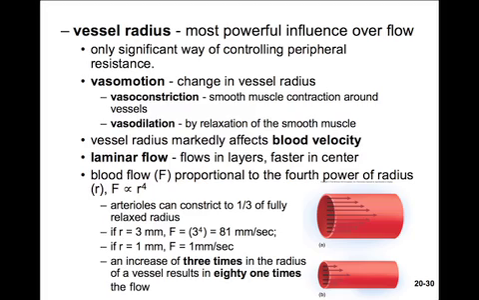Let's look at how much of a powerful influence the blood vessel diameter can have. Blood flow is proportional to the fourth power of radius. Arterioles can constrict usually to about 1/3 of the fully relaxed radius. So let's look at this as an example. If the radius is 1 millimeter, then 1 raised to the fourth power, we're going to see flow of 1 millimeter per second. However, if we change the radius all the way up to 3 millimeters, 3 raised to the fourth power is 81 millimeters per second versus 1 millimeter per second.